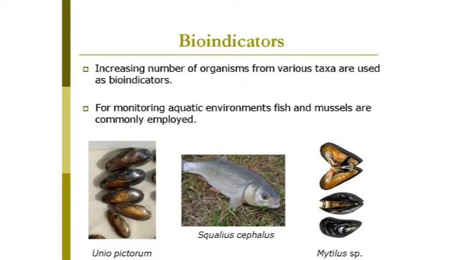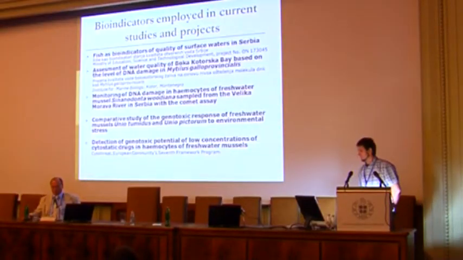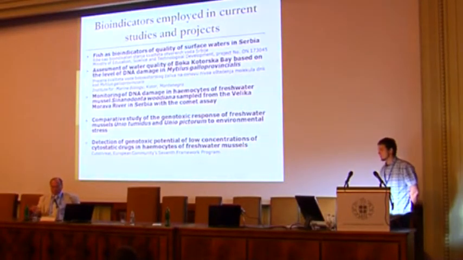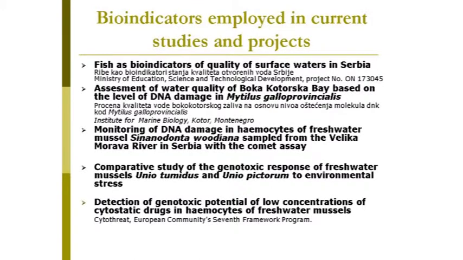Considering bioindicators in ecogenotoxicological studies, mussels and fish are commonly employed in our studies. So, for example, for the purposes of a project which is funded by the Ministry of Education, Science and Technological Development of Serbia, we use fish as bioindicators of quality of surface waters in Serbia. We use Squalius cephalus as shown on the previous slide.